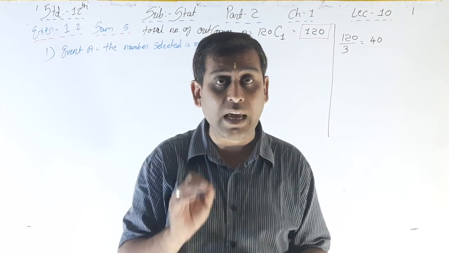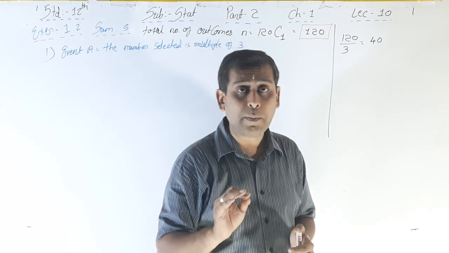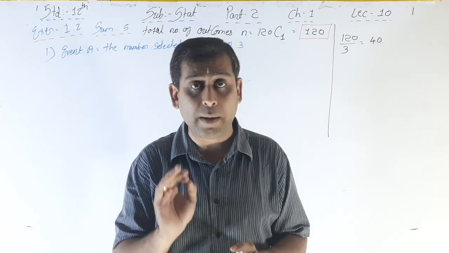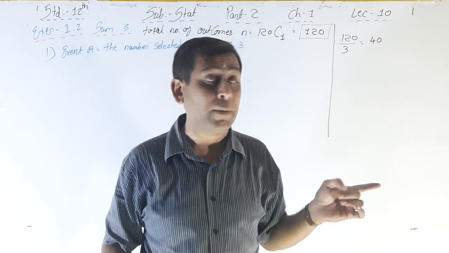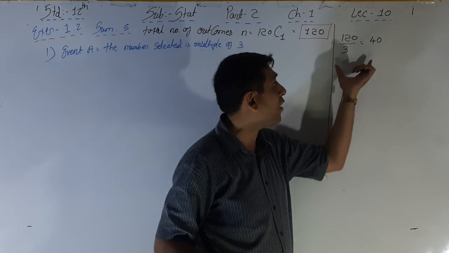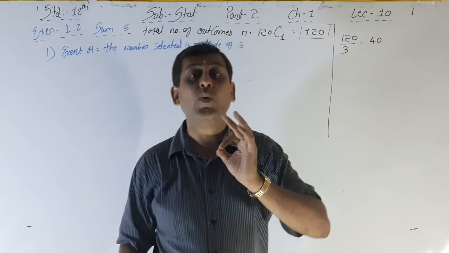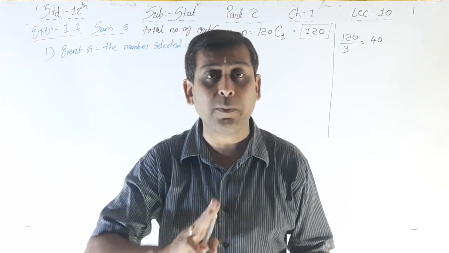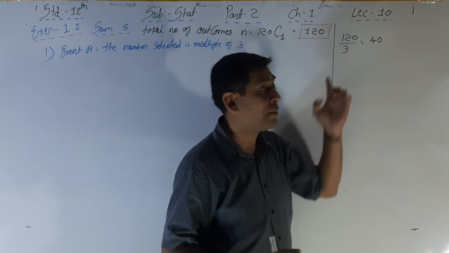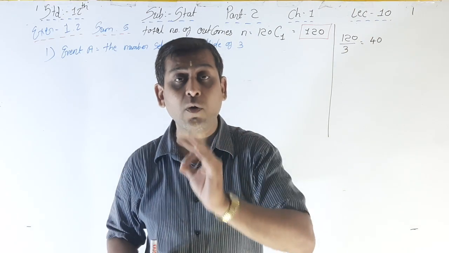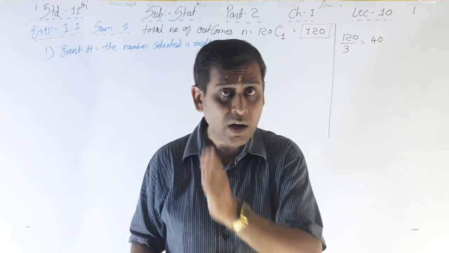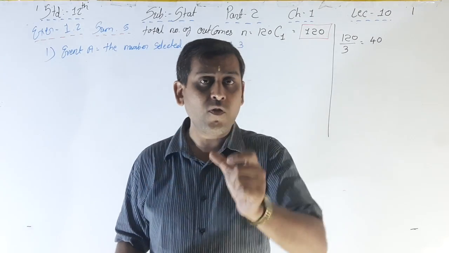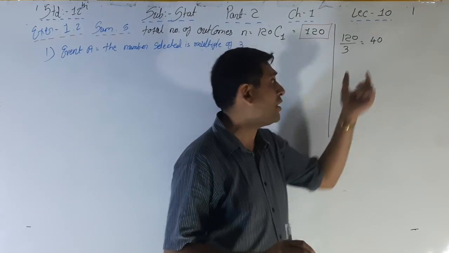If we count them one by one, it is a waste of time. So here we have to find out in a different way. We have to do some rough work: 120 divided by 3, because we want the multiples of 3. How many numbers are multiples of 3? We have to consider the integer. If the answer is in fraction, we ignore the decimal point and take just the integer part.